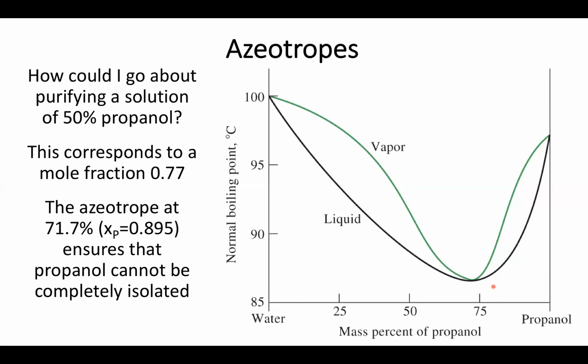You can indeed find 200 proof alcohol in the lab supplies, but that's only because it's manufactured directly and not purified through distillation. So next time, we're going to focus a little bit more on liquid-liquid mixtures and leave the vapor behind.